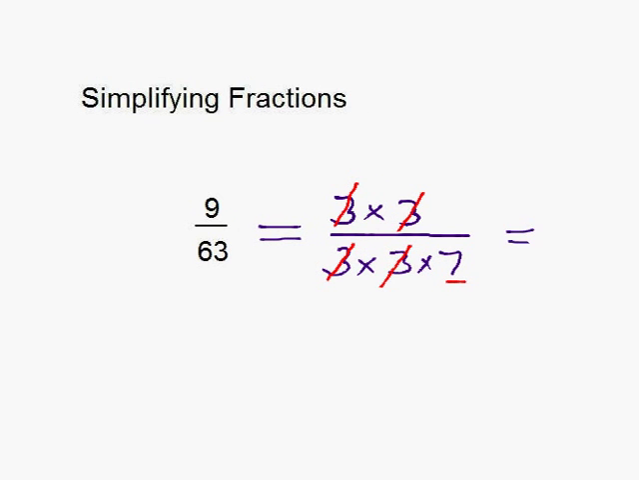The third step is to simply write any number that is left over that hasn't been crossed out. Now at the top, we will write a 1 because everything was crossed out. There's nothing left, so it's automatically 1. At the bottom, we only had a 7 left, so we will write 7. And our final answer is 1 over 7.